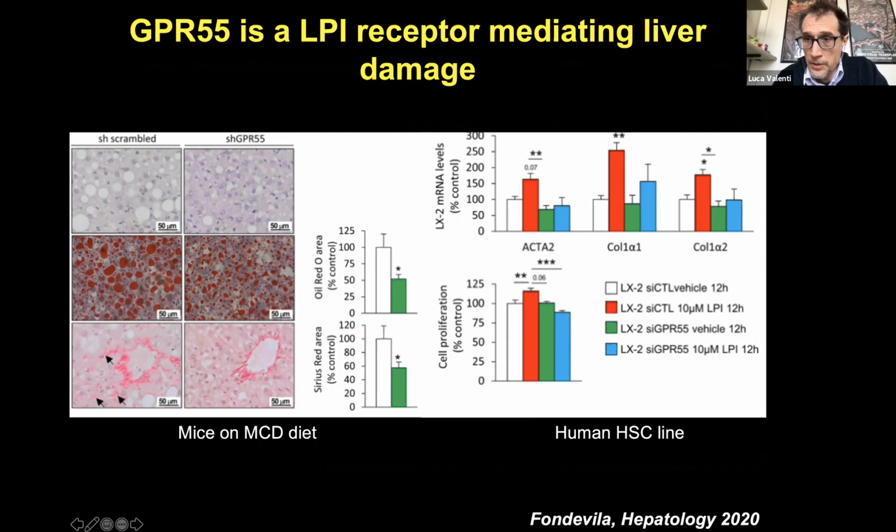This is a recent paper, published just at the end of last year, showing that lysophosphatidylinositol is able to induce liver fibrosis in mice, and activation of LX2, which are in vitro models of hepatic stellate cells. And this process can be inhibited by the silencing of GPR55 in hepatic stellate cells, suggesting that this is a receptor-dependent process which is mediated by this specific pathway.